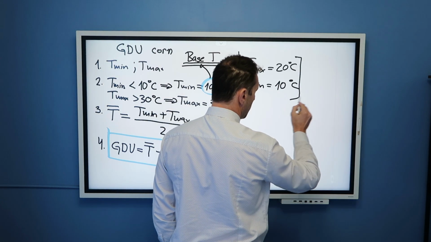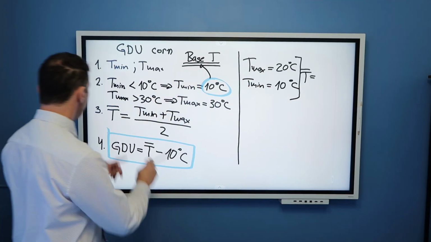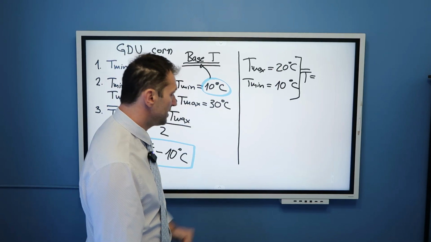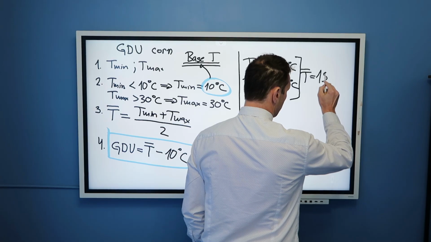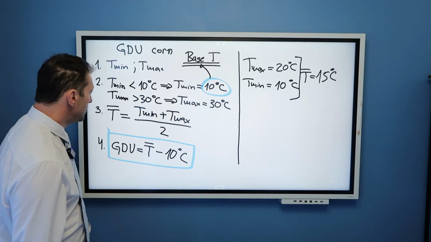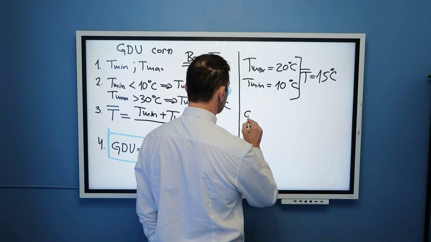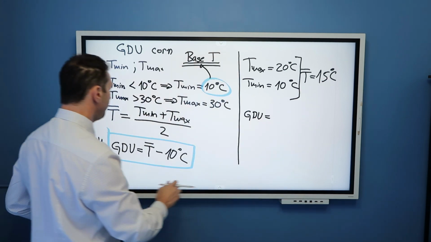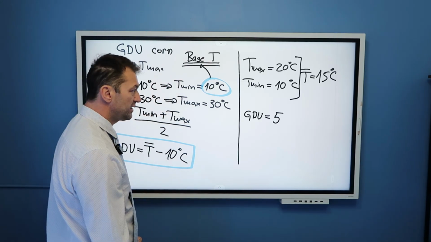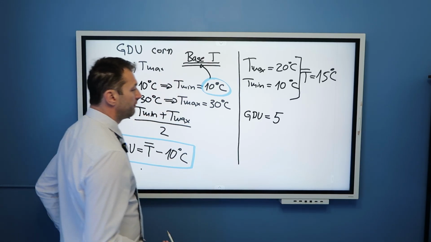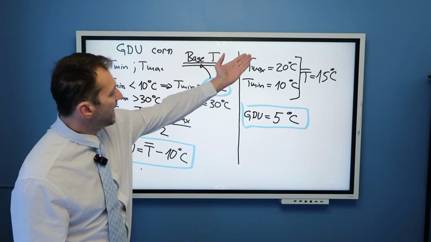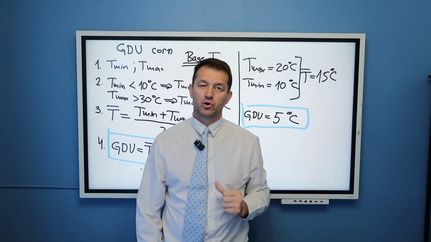From here, calculate T average. T average, step number 3, is arithmetic mean. So 20 plus 10 is 30, divided by 2 is 15 degrees Celsius. And then step number 4, calculate GDU using this formula. So GDU will be 15 minus 10 is 5. Quite often people leave it without units, but you can see that officially unit would be degrees Celsius. Regardless, this particular day has 5 growing degree units.